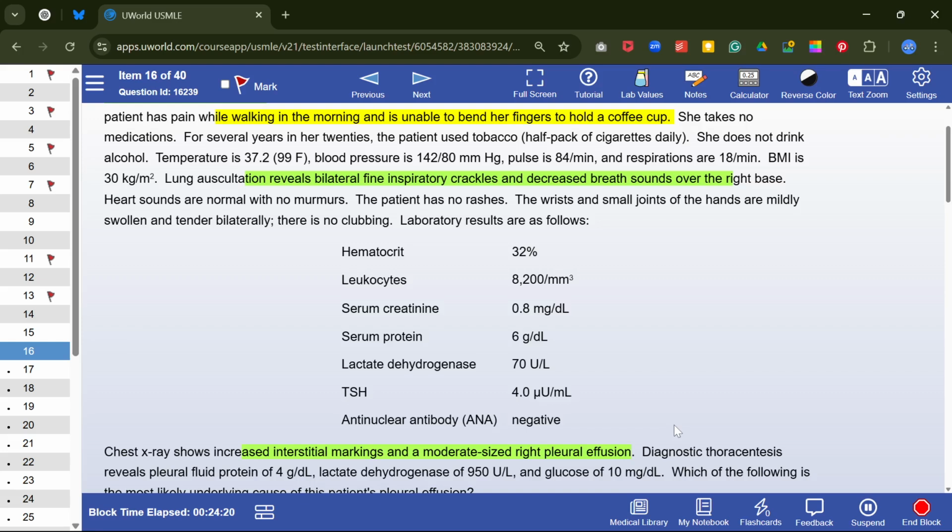According to labs, pleural fluid protein by serum protein, pleural fluid LDH by serum LDH. So pleural fluid protein by serum protein is more than Light's criteria.